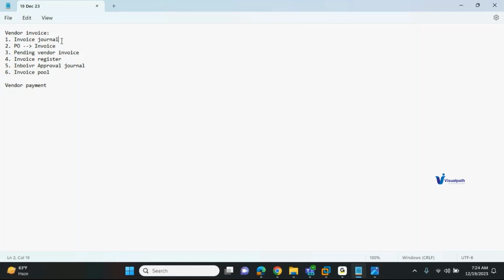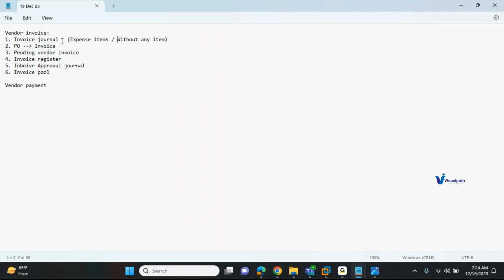The first one is invoice journal. Invoice journal means this is without any item. Your purchasing process, you are invoicing without any item. What do you mean by without any item? It means expense items. What do you mean by expense items?